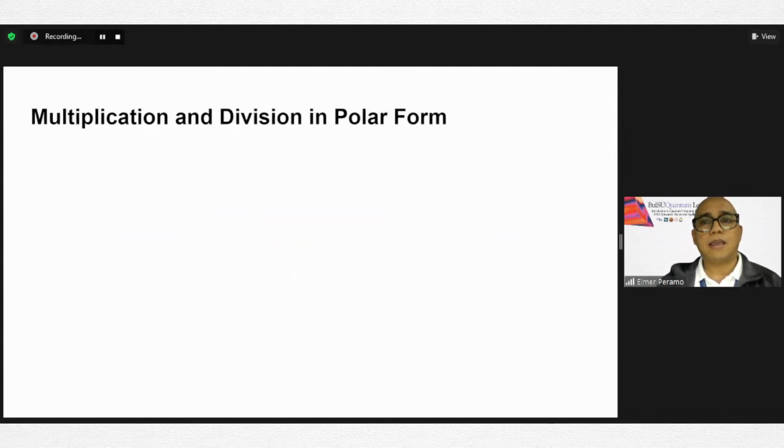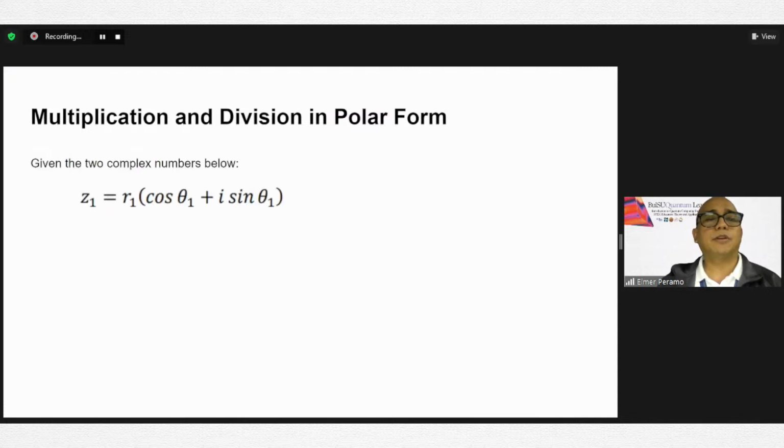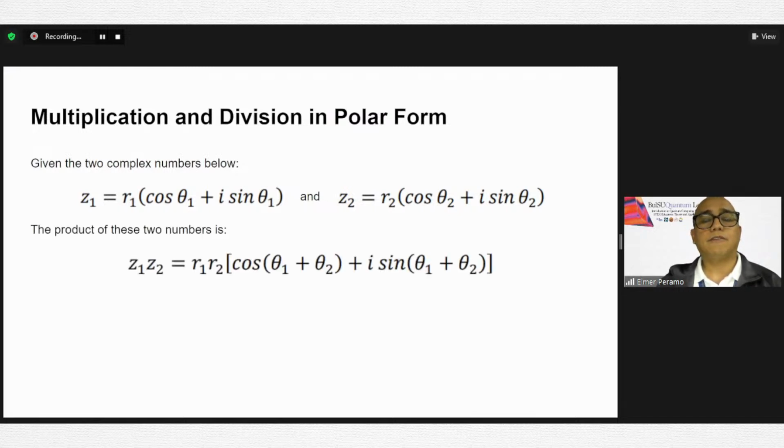Let's try to multiply complex numbers in polar form. So in polar form, you have, for example, a complex number r sub 1 cosine theta sub 1 plus i sine theta sub 1, and another complex number r sub 2 cosine theta sub 2 plus i sine theta sub 2. So the product of these numbers, you can get by distributing. Let's distribute this and then distribute r here. So you're going to multiply two binomials, and intermediately you will have four terms.